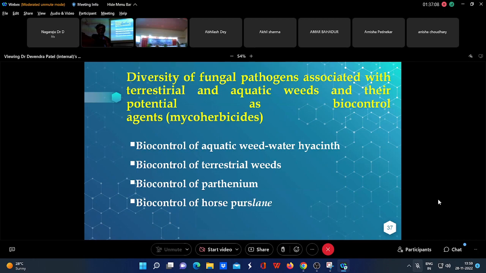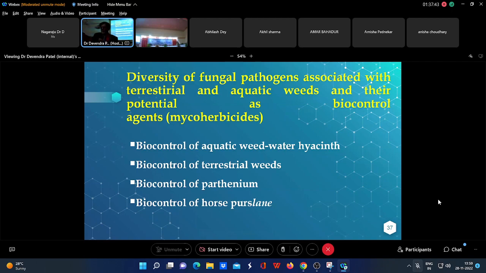Then we come to the most important area of research. As we know, the emphasis is on the development of bioherbicides or mycoherbicides. That is, controlling weeds by applying microbes. And when we talk of microbes, of course, three groups of organisms are being used for controlling these weeds. They belong to bacteria, viruses, and fungi.